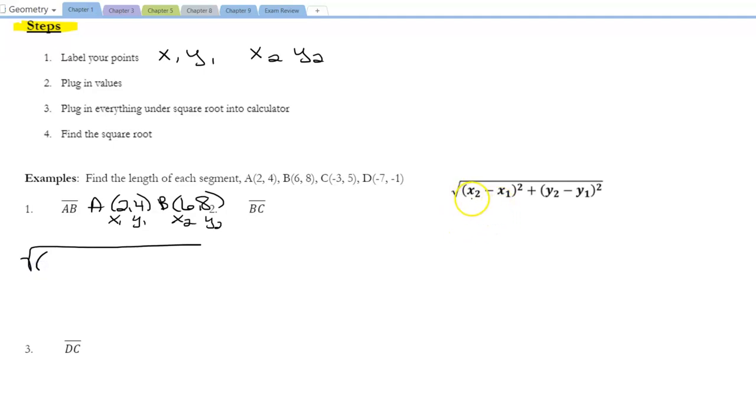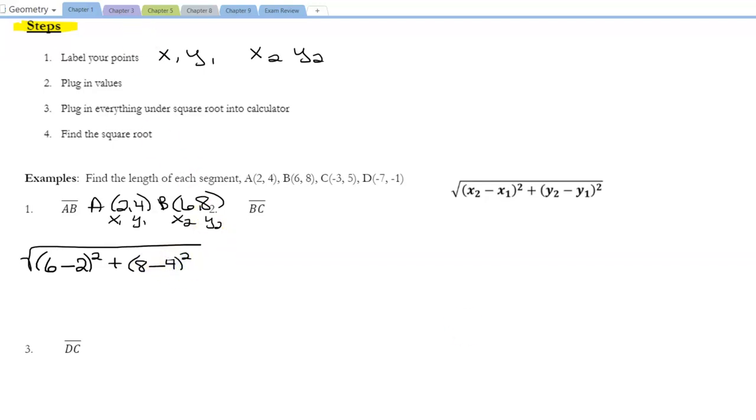Okay, and it says x2. So x2 is 6. Make sure you write minus because the formula says minus. And then x1, which is 2. Then I close my parentheses and square it. And then it says plus. And now y2, which is 8, minus y1, which is 4.